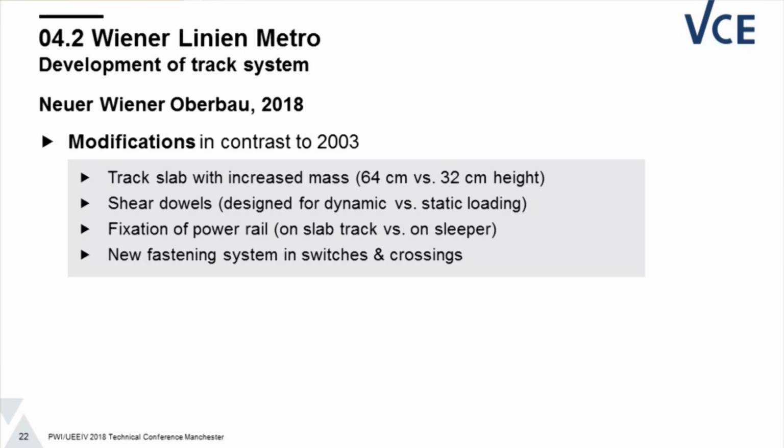The track slab has an increased mass, so the height of the system basically doubled. We have some shear dowels that now are designed for dynamic loading and not for static loading as it was for the last system. The fixation of the power rail is new, and also a new fastening in switches and crossings was implemented.